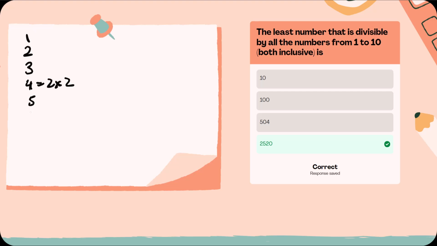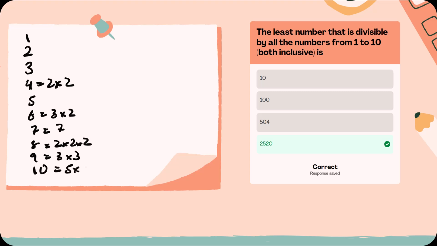6 will become 3 into 2. 7 will become 7 as it is. 8 will become 2 into 2 into 2. 9 will become 3 into 3. What is 10? 10 is 5 into 2. Now from this, what can be the LCM?